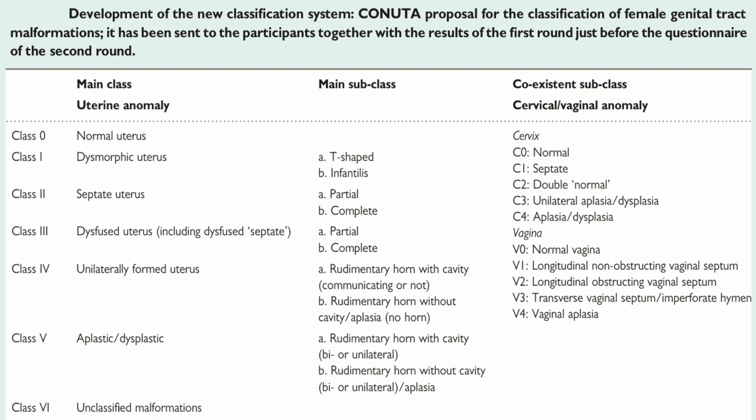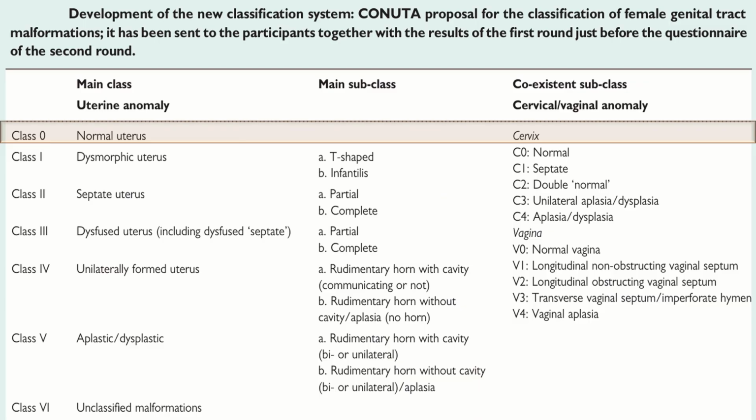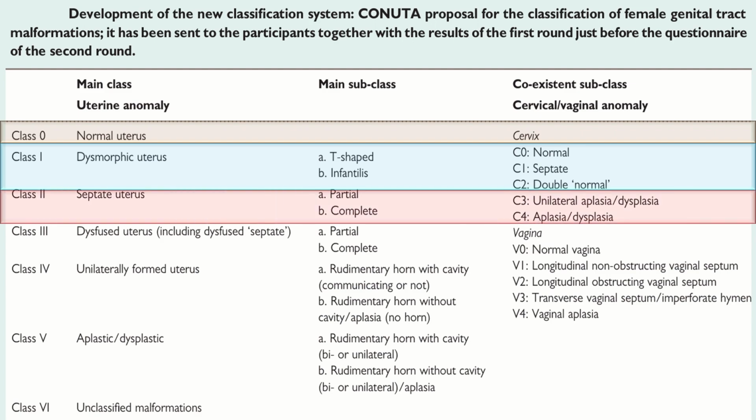In class 0, we have the normal uterus, but there is an anomaly in the cervix. In class 1, dysmorphic uterus. Main subtypes are T-shaped or infantile, and the coexisting anomalies include C0 normal, C1 septate, and C2 double normal. Class 3 is septate uterus, which can be partial or complete. It includes C3 with unilateral aplasia or dysplasia, C4 with aplasia or dysplasia. Class 3 is diffused uterus, including diffuse septi, partial or complete.